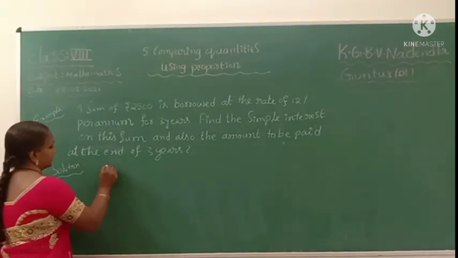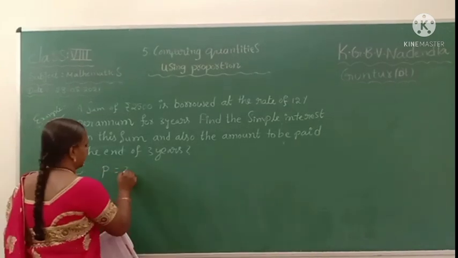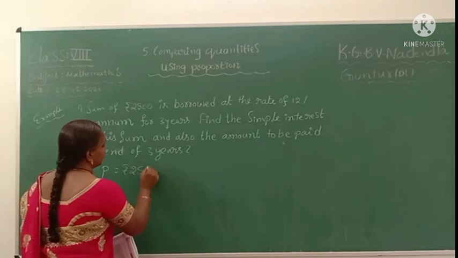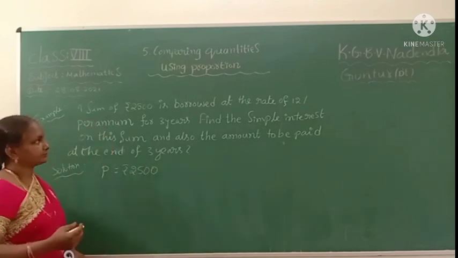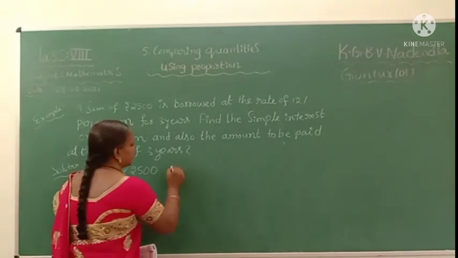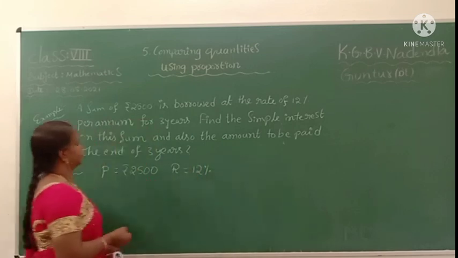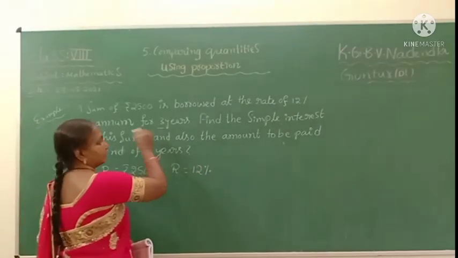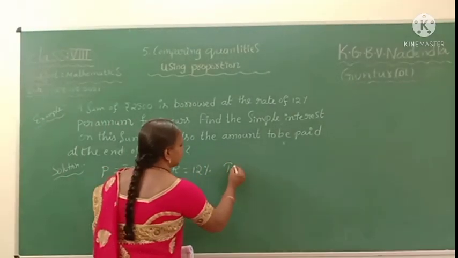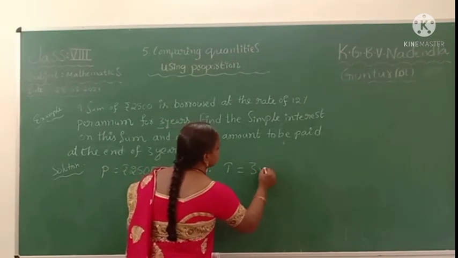Solution. Principal is denoted as P, which is equal to 2,500 rupees. Rate of 12% per annum, that is rate of interest, R = 12%. Time: for how many years? 3 years. Time is denoted by the letter T. T = 3 years.